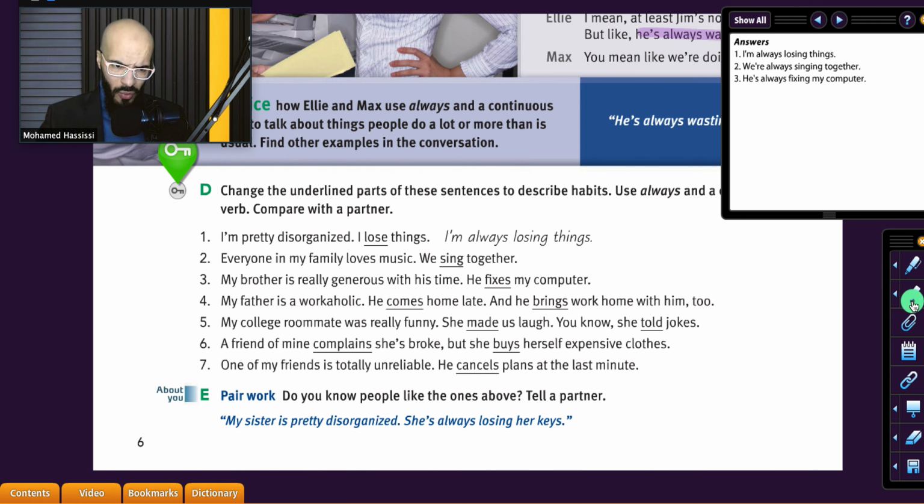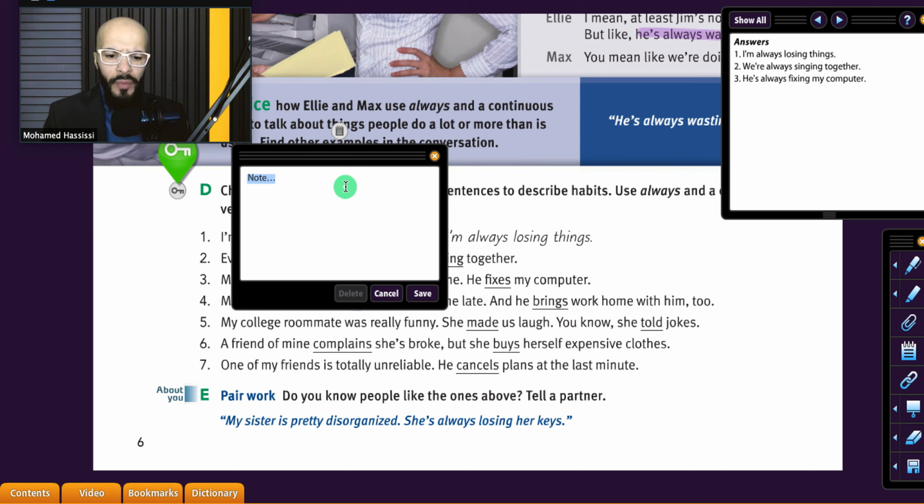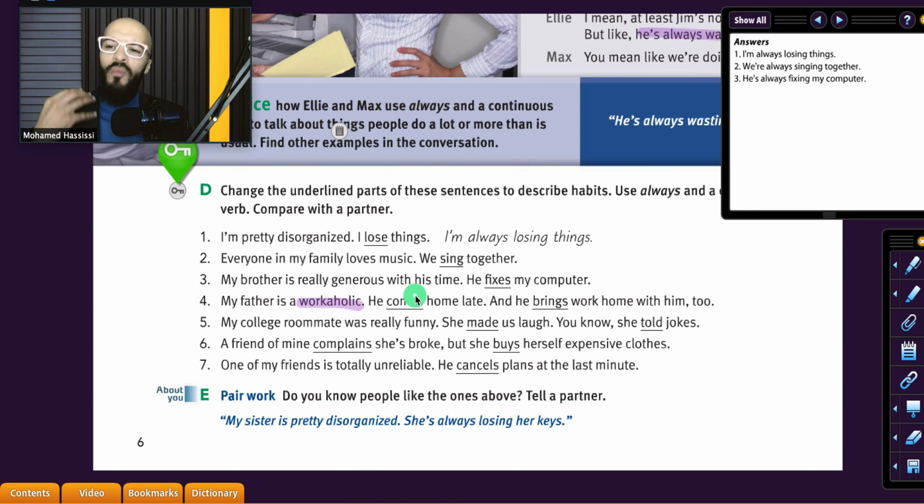Let me stop at this word. A workaholic. This word is very similar to alcoholic, of course. We know what that means, right? Someone who's addicted to alcohol. Workaholic is someone who's addicted to work, you know? They work too much because they want to, not because they're forced to. My father is a workaholic. He is always coming home late, and he's always bringing work home with him, too.